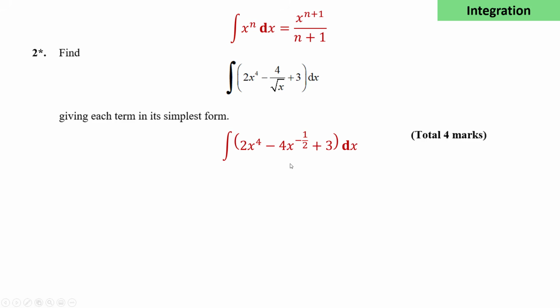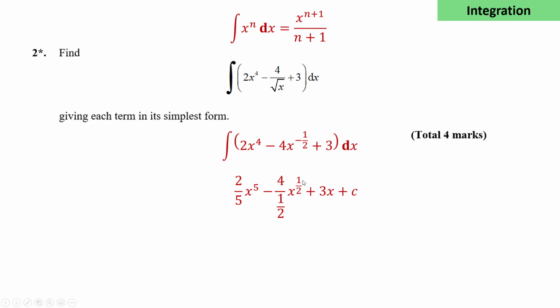We rewrite the expression, so we have 2x to the fourth minus 4x to the minus a half plus 3. And then we apply the recipe to each of the terms in turn. So 2x to the fourth, we raise the power by 1, it becomes x to the fifth, and we divide by 5. Minus 4x to the minus a half, we raise the power by 1, so that becomes a half, and we divide by the new power, a half.